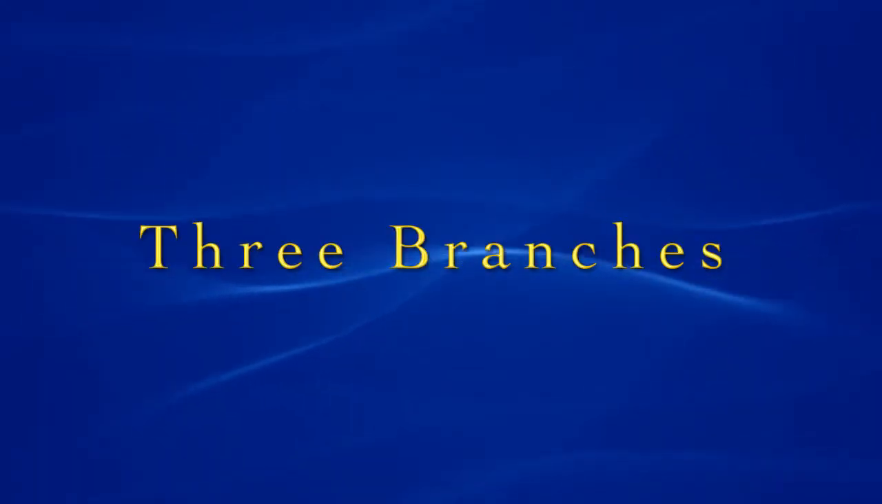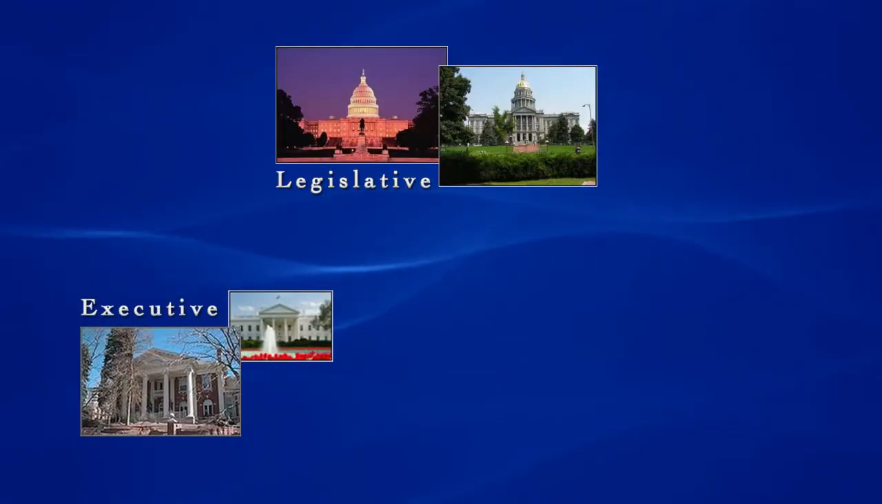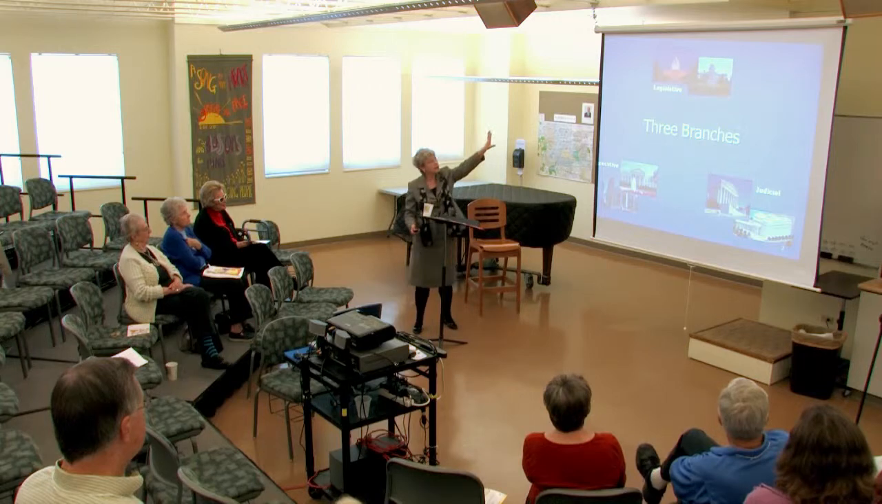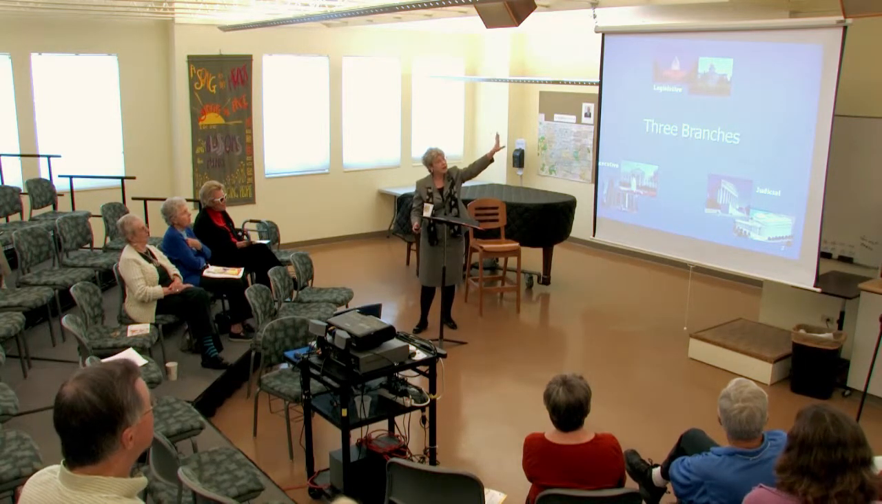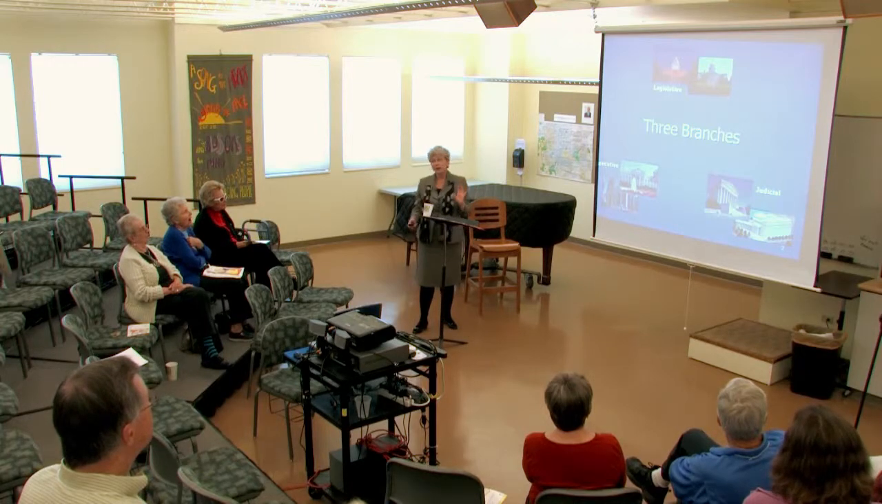You'll remember that we have 3 branches of government, and those 3 branches of government are the legislative branch, the executive branch, and of course the judicial branch. In fact, you have probably seen this slide before in other presentations. What you see here is a picture of the Capitol building in DC and also the Capitol building here in Denver, representing the legislative branch in the 2 systems.